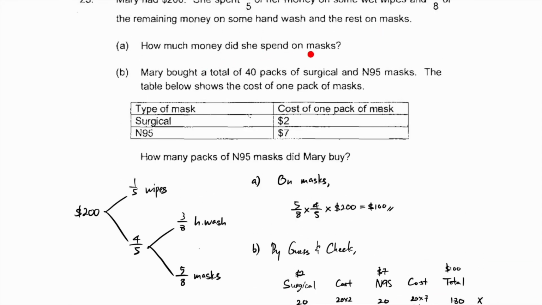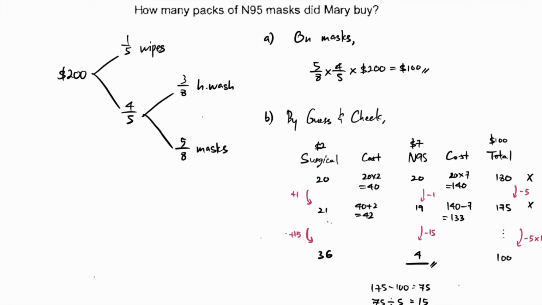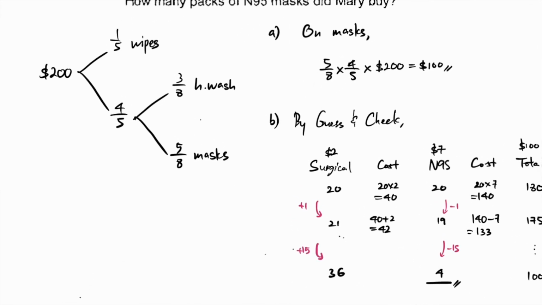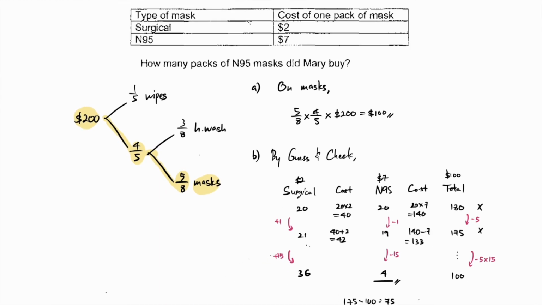How much did she spend on masks? Now in classic branch method fashion, what fraction of the total was spent on masks? So what I like to do is to think of the train track linking. What fractions did we have to pass through? 4/5 times 5/8 of that $200. So 5/8 times 4/5 times $200, this is 100 actual dollars spent on masks.